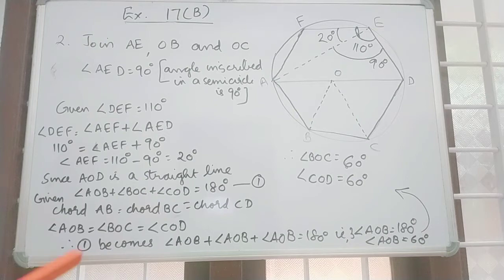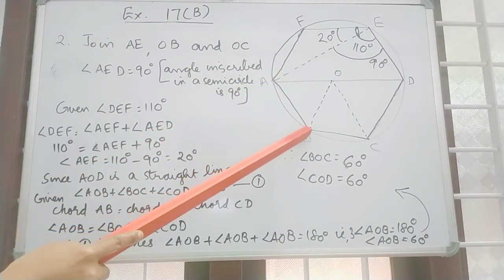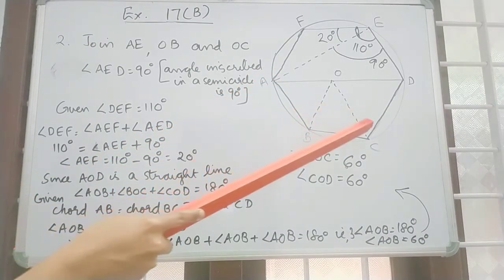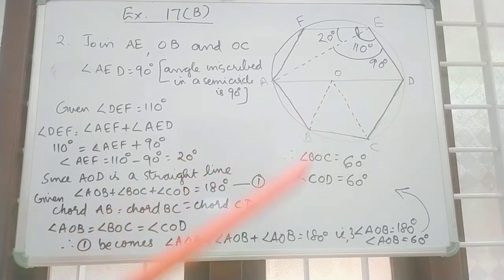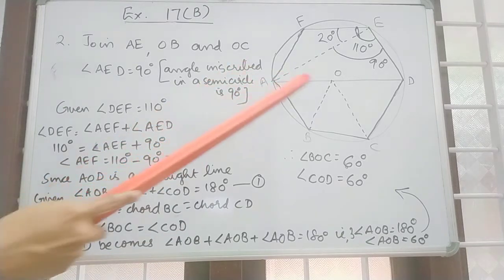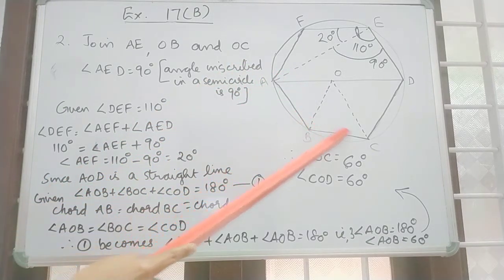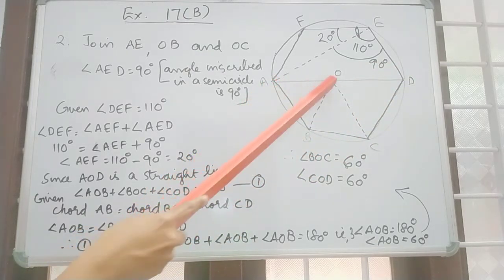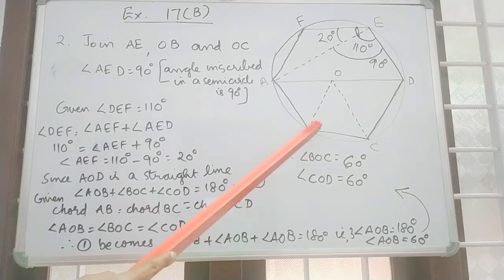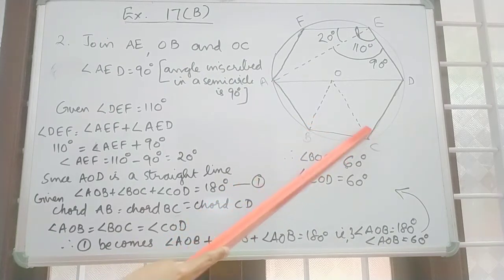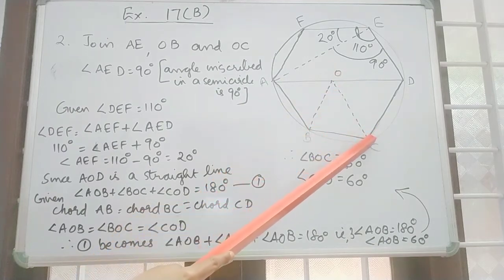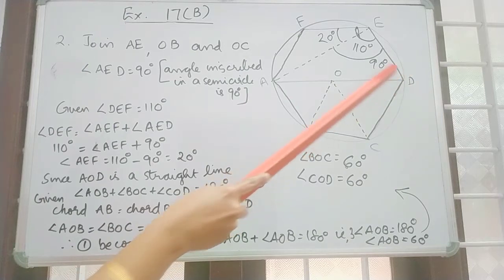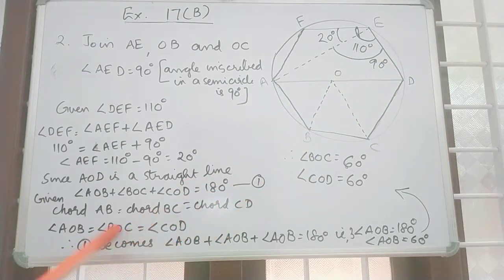Given in the question, chord AB is equal to chord BC, which is equal to chord CD. So if the chords are equal, the angles opposite to that particular chord will be equal. The angle opposite to chord AB is angle AOB, the angle opposite to chord BC is BOC, and the angle opposite to chord CD is COD. These three will be equal.